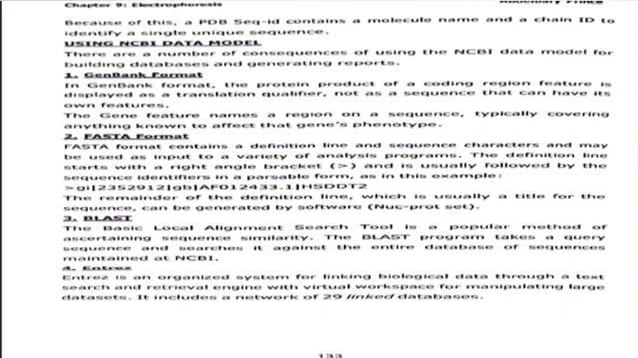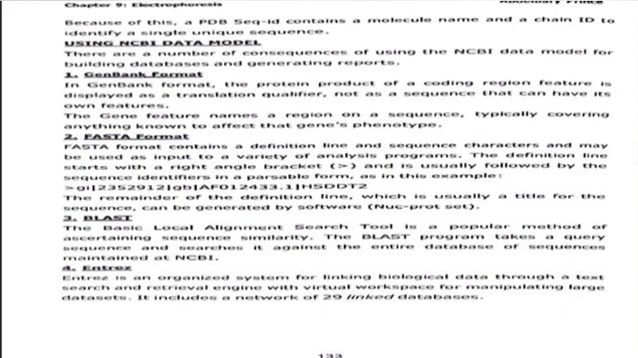There are a number of consequences of using the NCBI data model for building databases and generating reports. 1, GenBank format. In GenBank format, the protein product of a coding region feature is displayed as a translation qualifier, not as a sequence that can have its own features. The gene feature names a region on a sequence, typically covering anything known to affect the gene's phenotype.